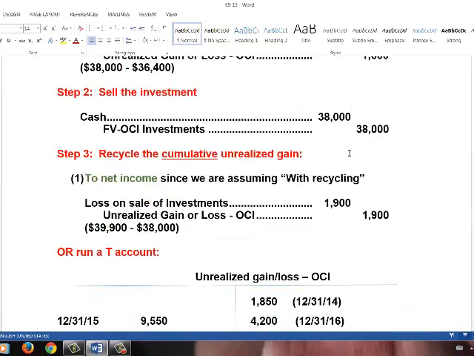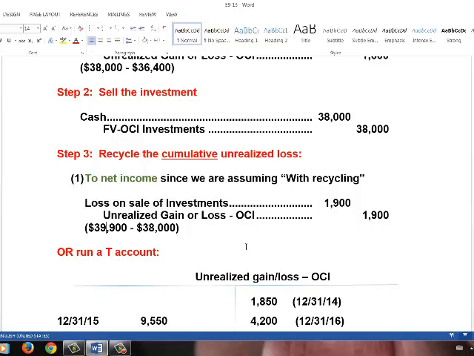So now, I think I got this wrong here. Should be a loss. Probably confused you a bit. Sorry about that. So now I know that since I paid $39,900 and I sold it for $38,000, I got a loss. So I have to recycle or credit that unrealized gain or loss to get rid of that unrealized gain or loss debit for $1,900. So I got to zero it out and throw it into the income statement as a realized loss.